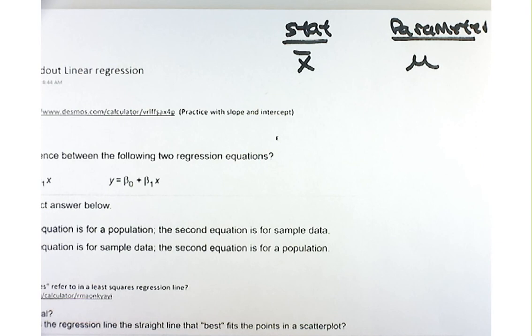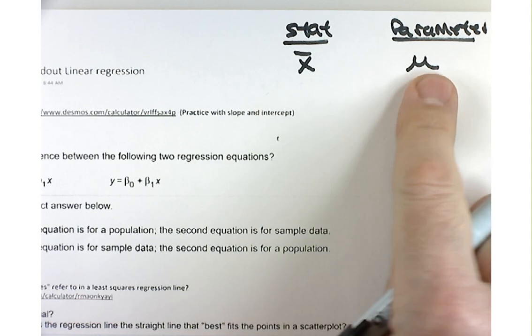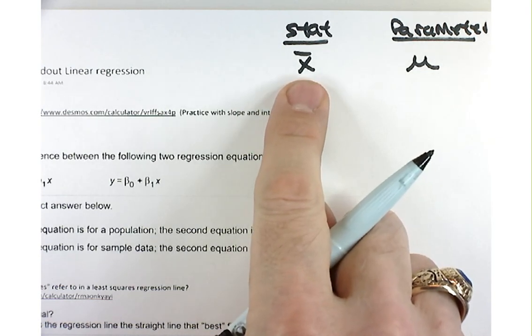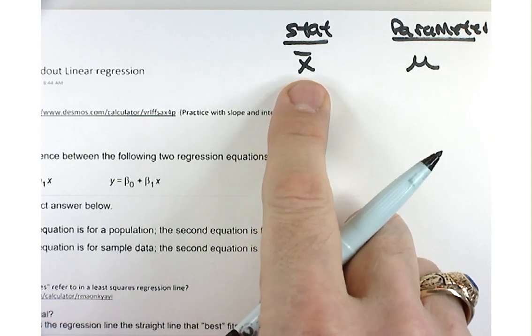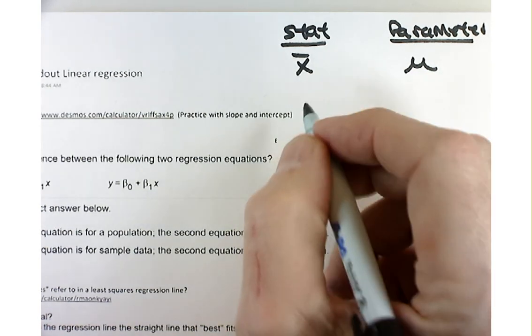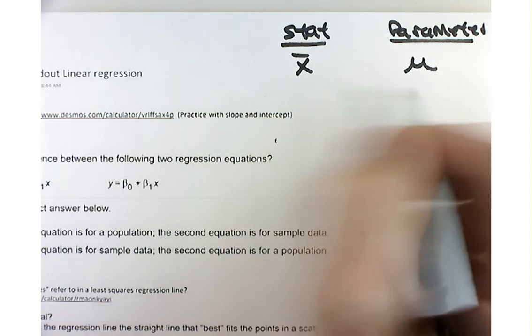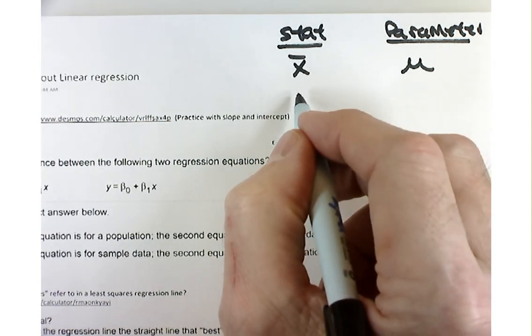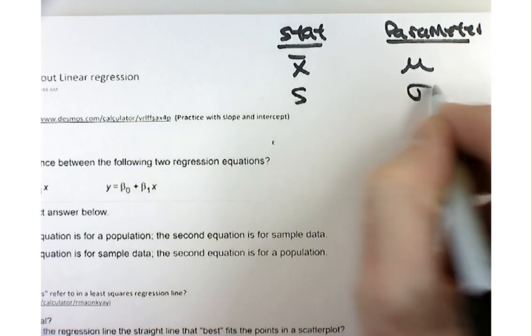Mu is the population mean. Good. This is the population mean, and this is the sample mean. One of them deals with a sample, one of them deals with a population. As far as standard deviation goes, what would these symbols be for standard deviation? Sigma. S and sigma. Good.